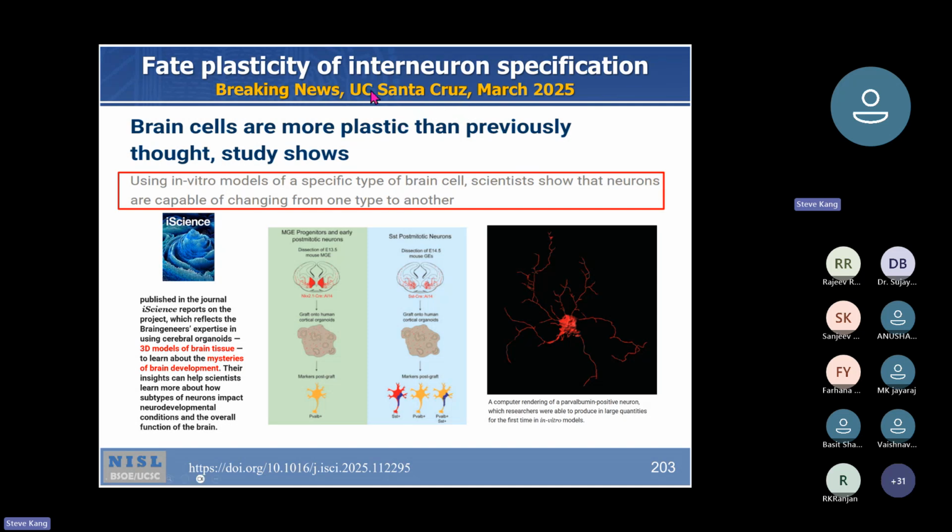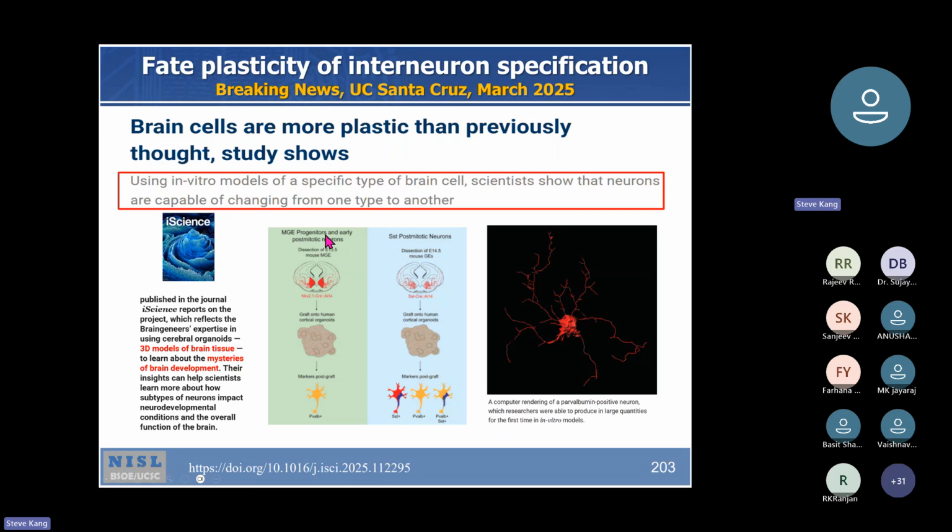So I'm quoting some news release, breaking news. In March 2025, researchers at my home institute, UC Santa Cruz, published a paper in iScience saying that brain cells are more plastic than previously thought. The study shows, using in vitro models of a specific type of brain cell, that neurons are capable of changing from one type to another. It makes it even more complex. So biology is very, very complex, actually.